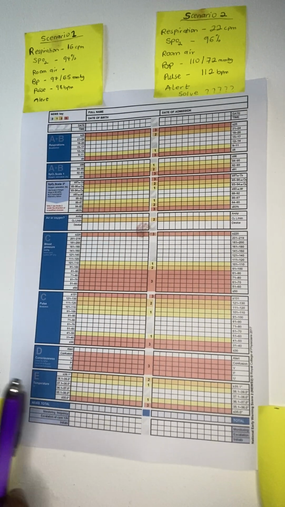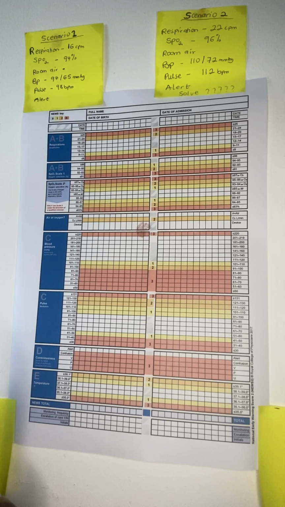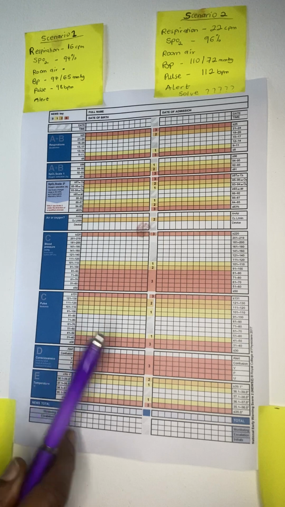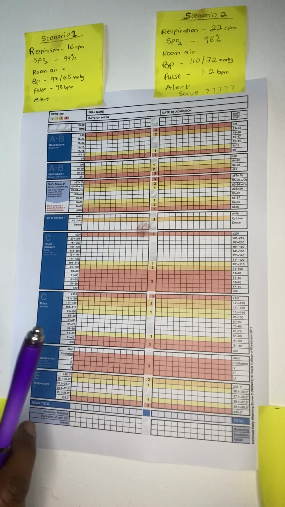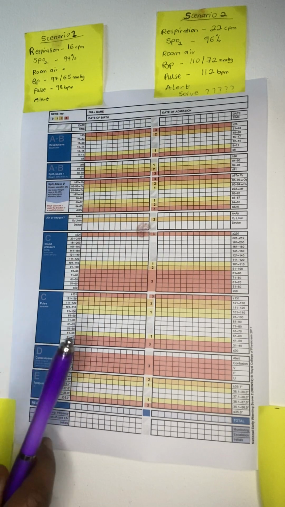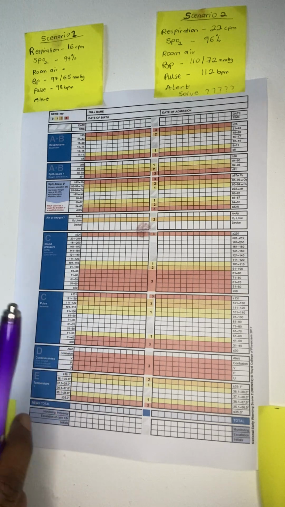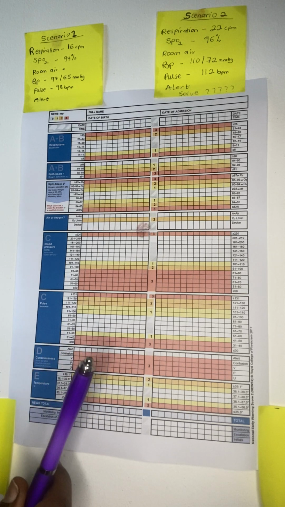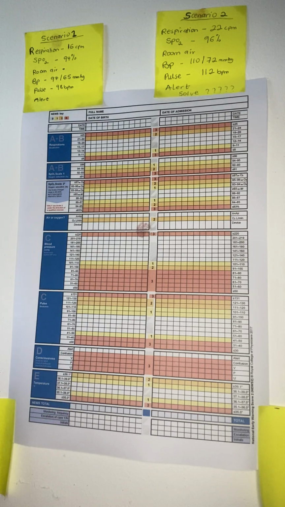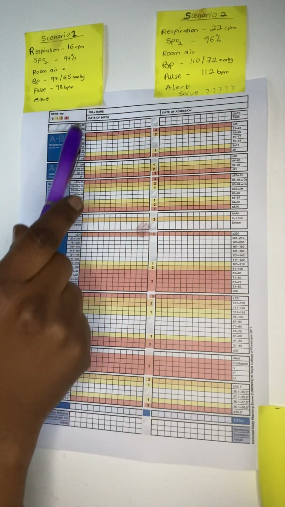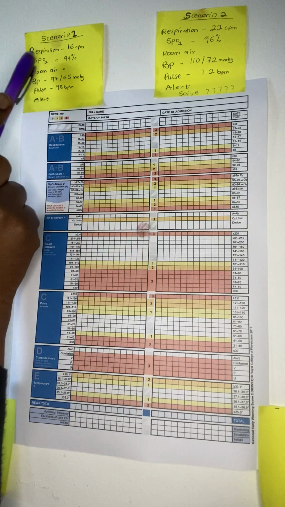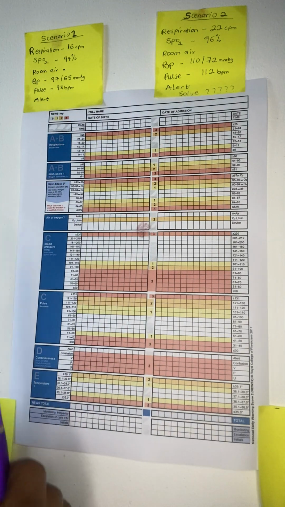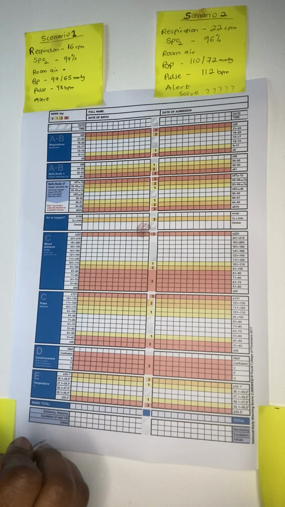And this paper will be provided during your exam day, okay? So you don't need to worry about that. But for practice purposes, I would just advise that you download a copy from online and then practice with it so that you get used to the document before your test day. All right. So for today, I'm just going to base my scenario on scenario one. Okay, I'll be filling the scenario on this chart so you have an idea how it is done.